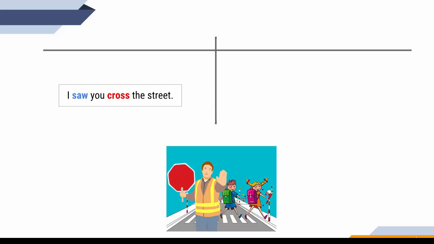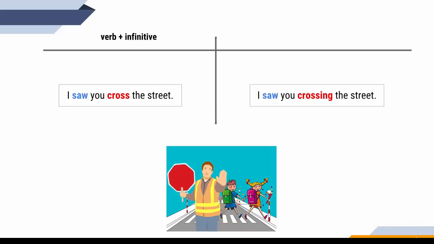Examples? It's easy. I saw you cross the street. I saw you crossing the street. In the first example, I saw you cross the street, you see verb plus infinitive. I saw you cross. In the second example, you see verb plus gerund. I saw you crossing. So, what's the difference in the meaning?